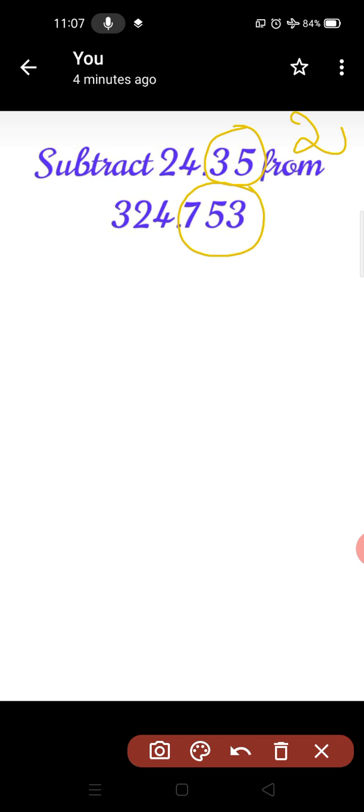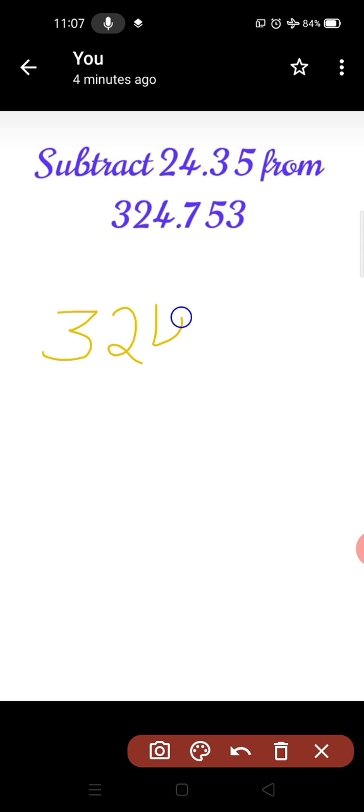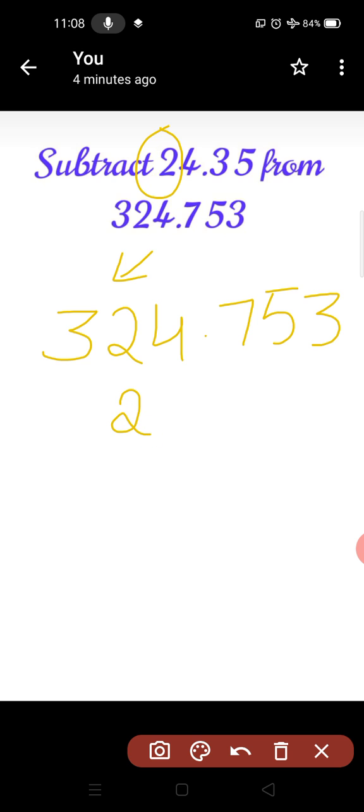So here first write 324.753, the bigger number first, and write the smaller number 24.35. Where should we write 2 here? 2 is at tens place. This is a tens place. So write 2 here. Next 4 is at ones place. Write below the 4. Next decimal point. Here also below the decimal point you should keep the point.